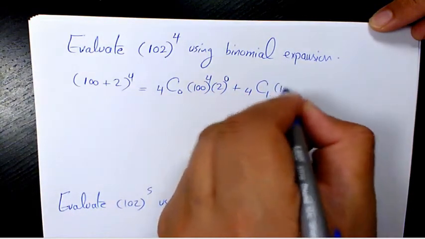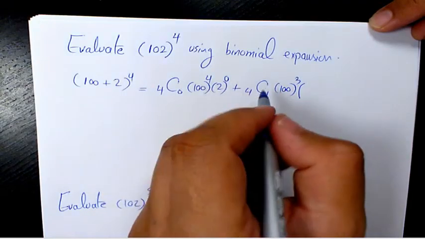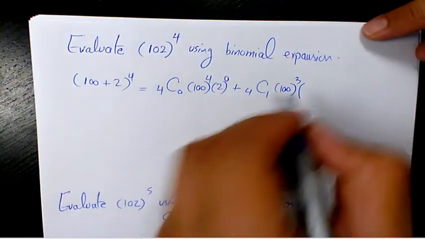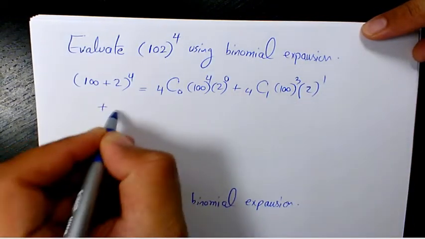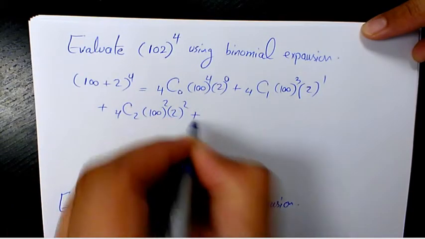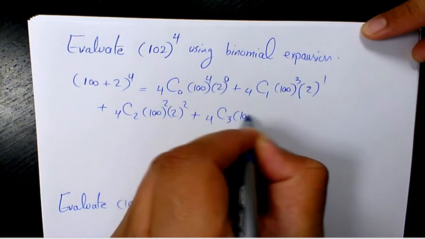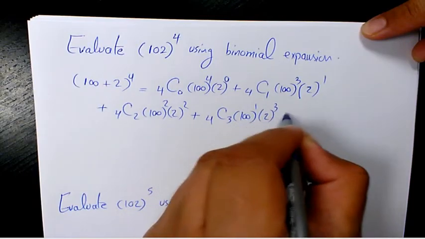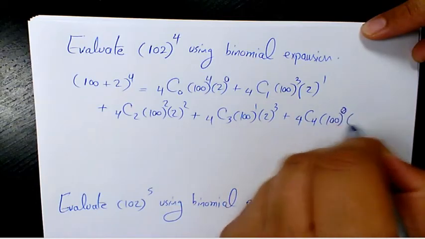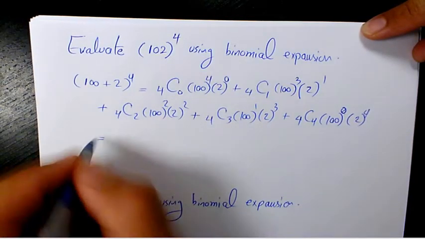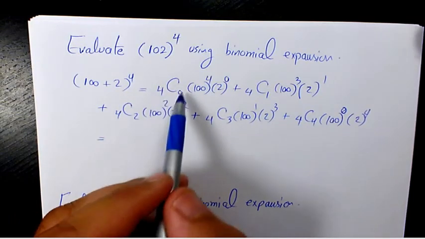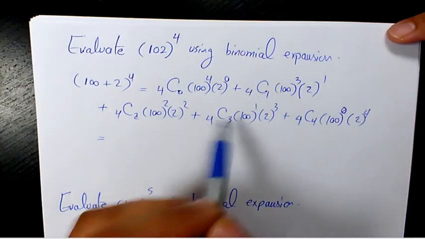4C1, 100 to the power of 3, then 2 to the power of 1, plus 4C2, 100 to the power of 2, 2 to the power of 2, plus 4C3, 100 to the power of 1, 2 to the power of 3, plus 4C4, 100 to the power of 0, 2 to the power of 4. That's going to be the coefficients based on Pascal's triangle: 1, 4, 6, 4, 1.